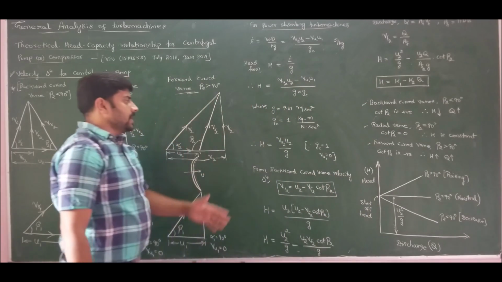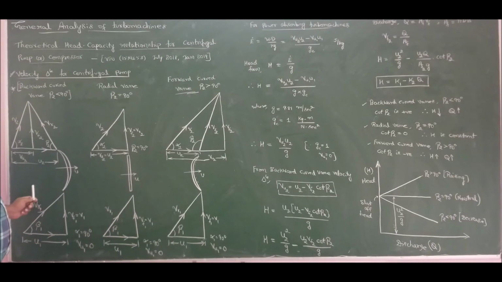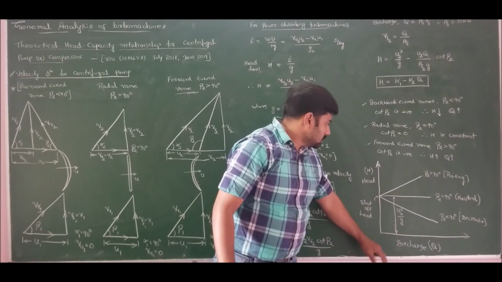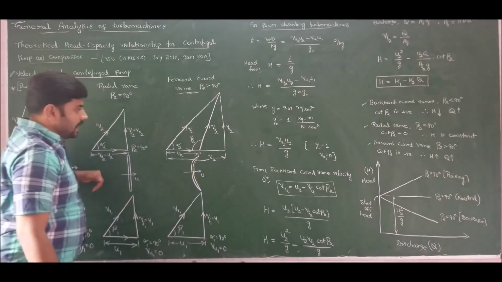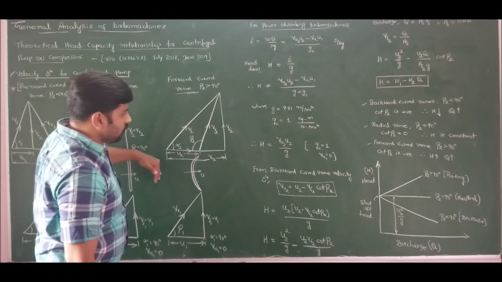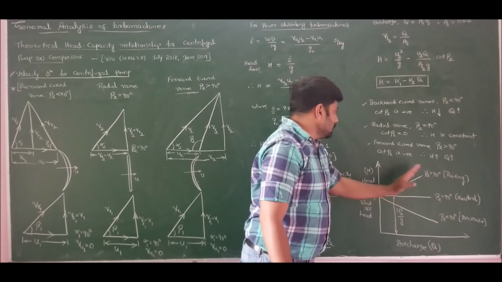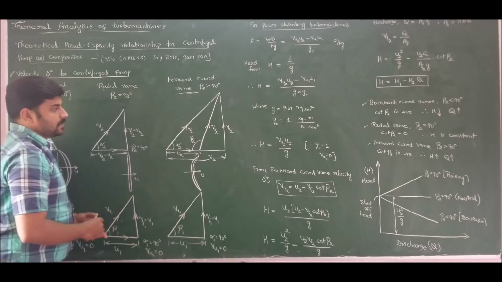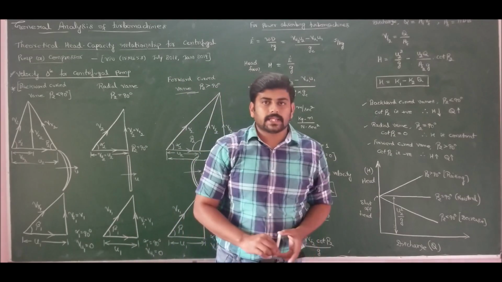So this is the theoretical head capacity relationship. If I use backward curved vanes, as discharge increases, the head decreases. If I use radial vanes, I get the shut-off head, that is, head remains constant. If I use forward curved vanes, increasing discharge will cause increasing head. So this is the theoretical head capacity relationship, a very important one to be known by a mechanical engineer.